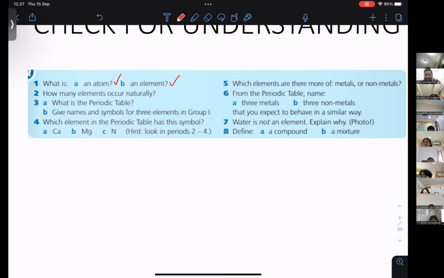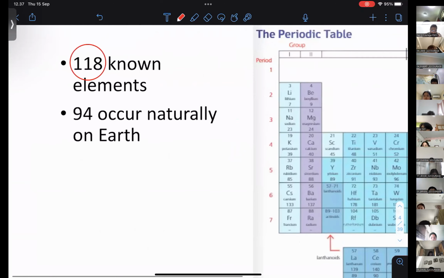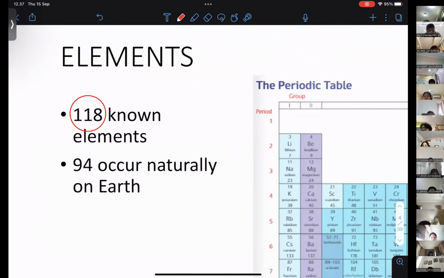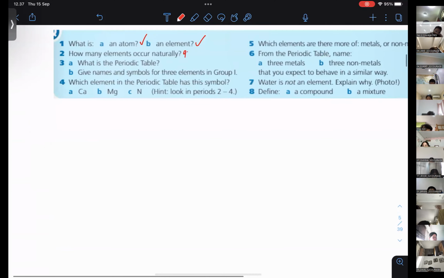How many elements? 94. Naturally, yes, correct. 94. So you can see 118 known elements, 94 occur naturally. So just directly, 94.